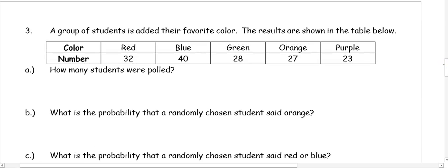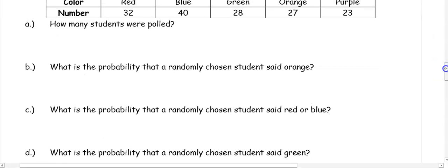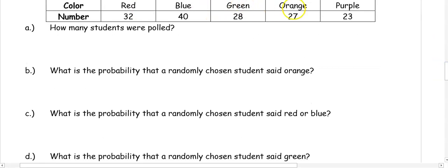In number 3, a group of students is asked their favorite color, and the results are in the table below. So we have red, blue, green, orange, and purple, and we have the number of all of those results. So how many students were polled? So we want to add them together.